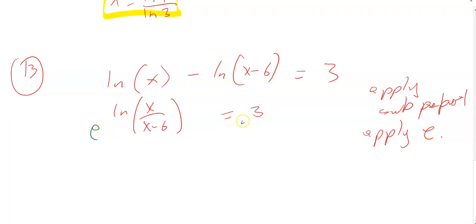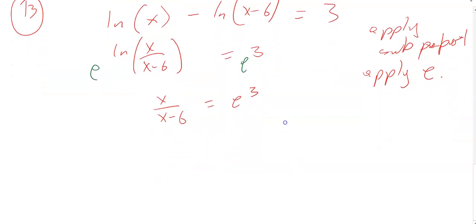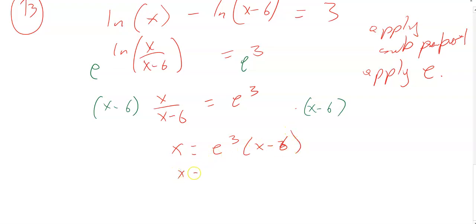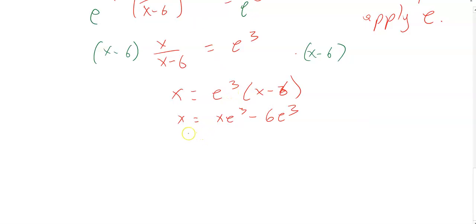And so if you do e to the ln of x over x minus 6, that's just going to leave you with x over x minus 6 is equal to e to the 3. And then the rest is just algebra. Multiply both sides by x minus 6. And then what you will have here is x is equal to e to the 3 times x minus 6. But then you have to do some distribution. x is equal to x e to the 3 minus 6 times e to the 3. And then bring the x's over and do a bunch of algebra. So we end up with x is equal to 6e to the 3 over e to the 3 minus 1, and we are done.